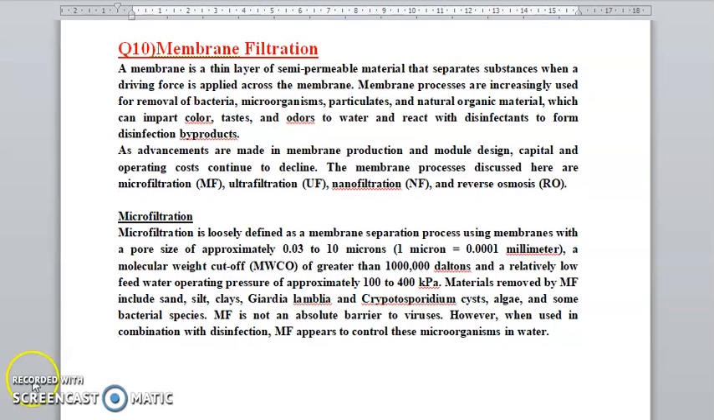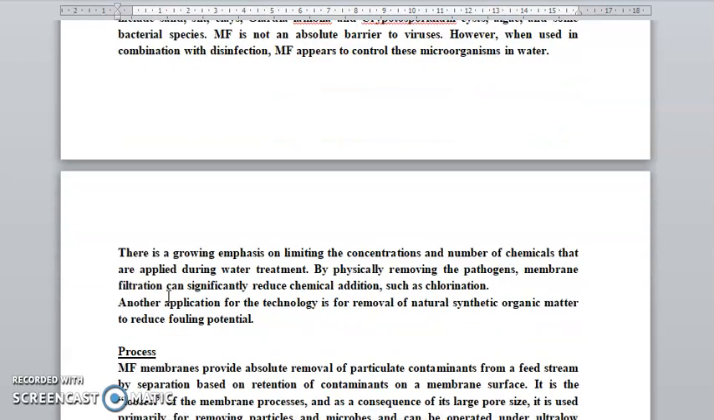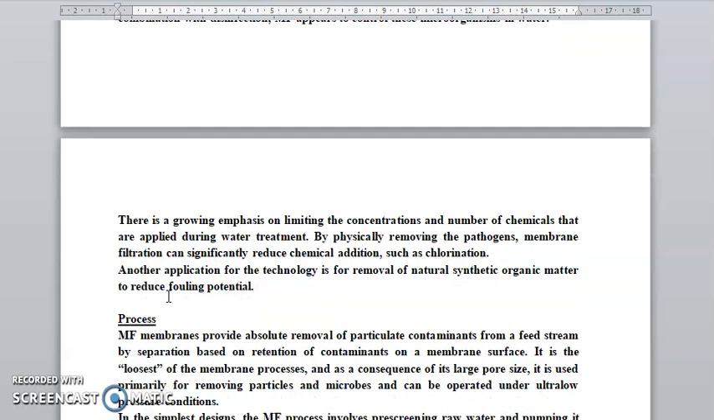Okay, then we go for the explanation, one by one. There is a growing emphasis on limiting the concentration and number of chemicals that are applied during water treatment. By physically removing the pathogens, membrane filtration can significantly reduce chemical addition such as chlorination. Another application of the technology is the removal of natural and synthetic organic matter to reduce the fouling potential.